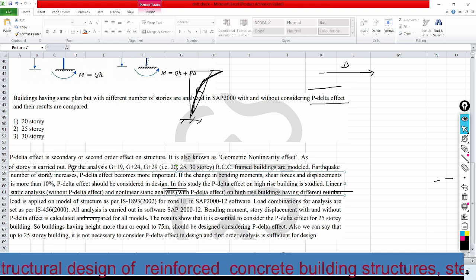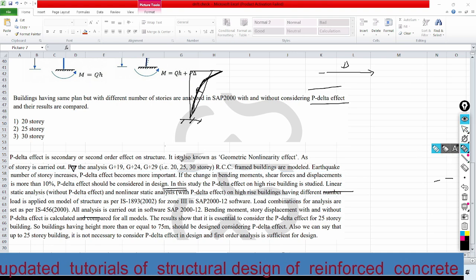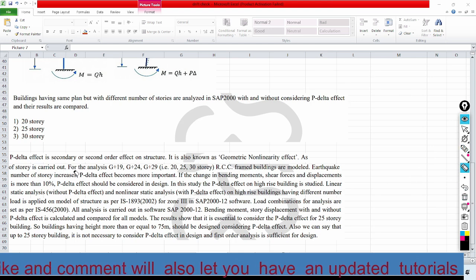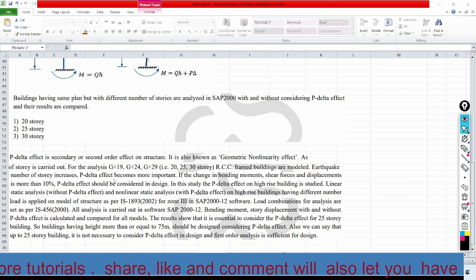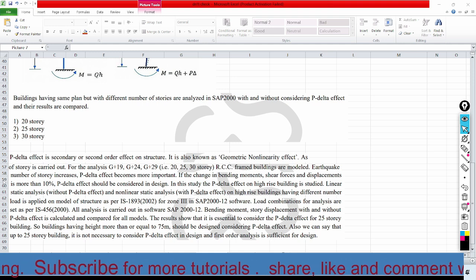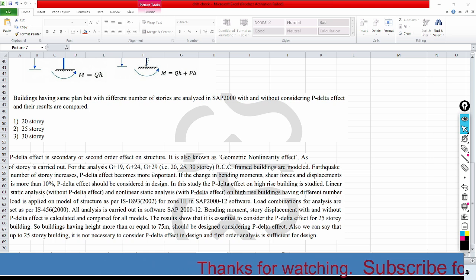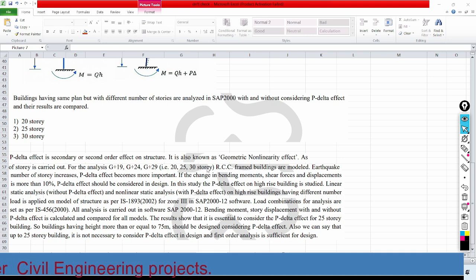So the assessment of the structure was carried out. The research was carried out on G plus 19, G plus 24, and G plus 29. That means the 20, 25, and 30-story buildings.